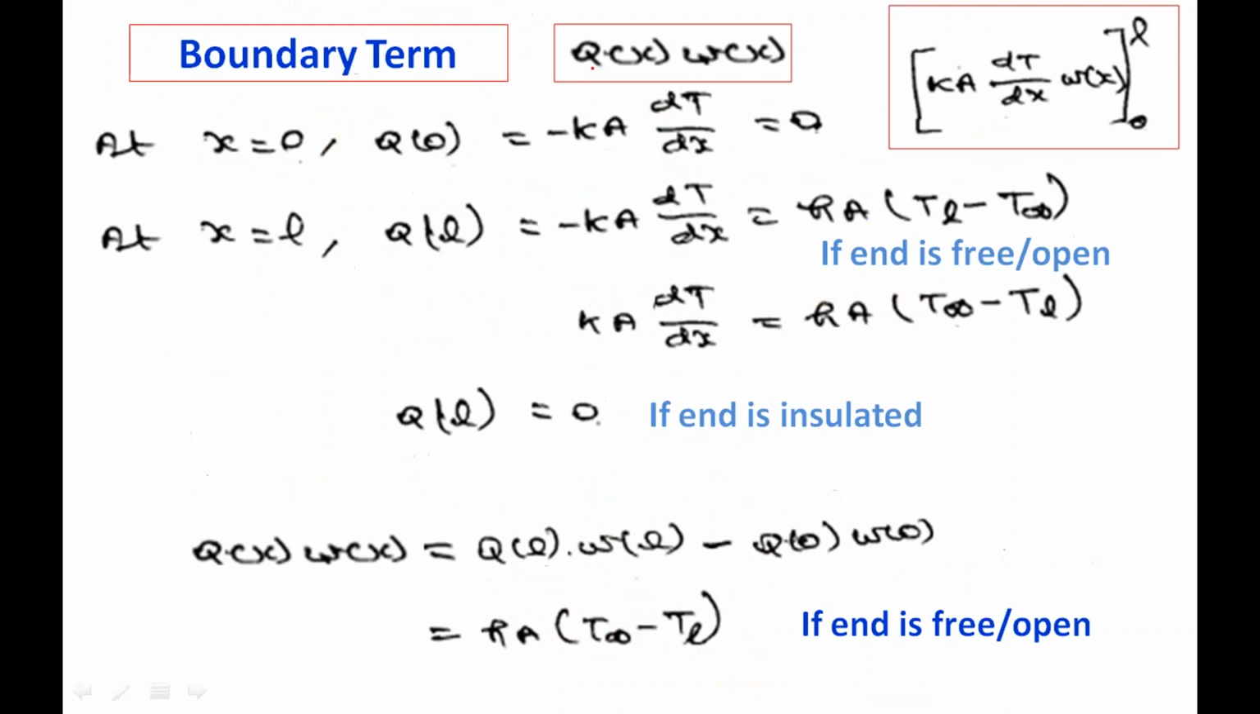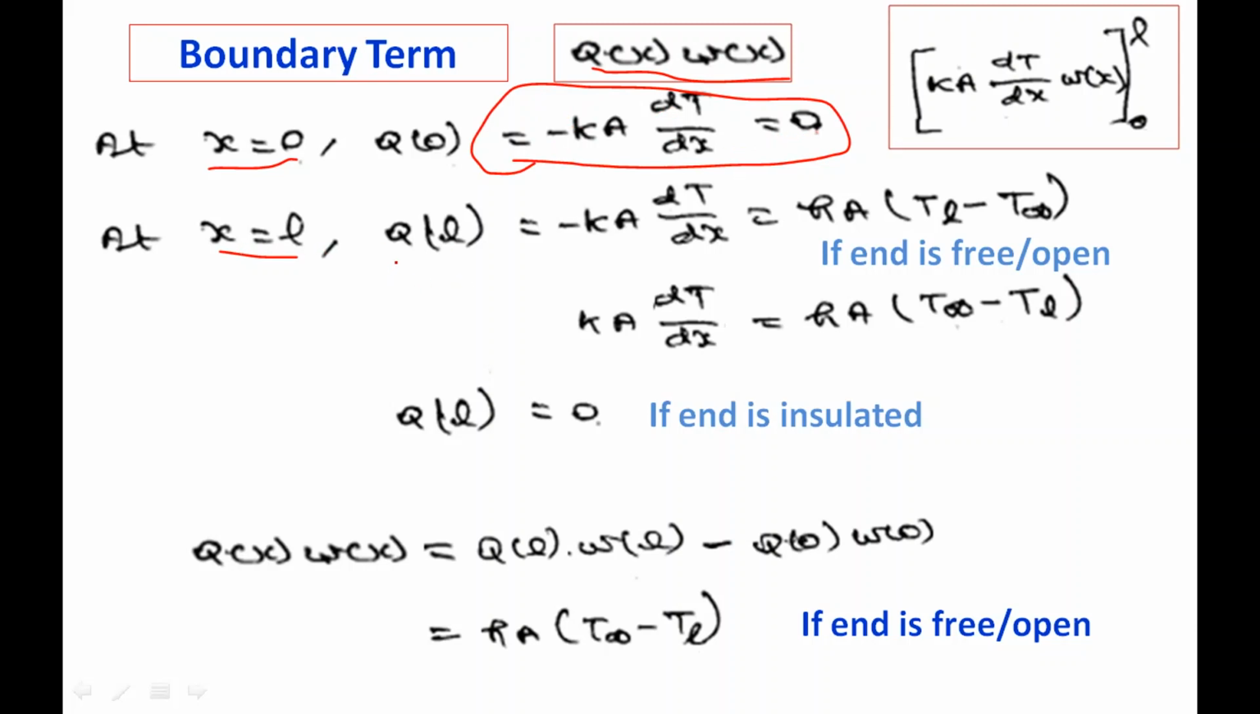Now what is the boundary term? Q(x) w(x), which is equal to ka dT/dx w(x), right? What are the two boundaries? We have at x equal to 0 the left hand boundary and x equal to L the right hand boundary. Now we will see what will happen for this term at x equal to 0. At x equal to 0, Q(0), minus ka dT/dx, will be equal to 0 because it is attached to the source, there will not be any convection. So the ka dT/dx will be equal to 0.